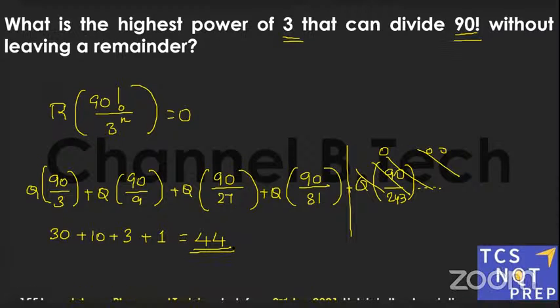Understood? 124, previous answer. Okay. 500 factorial. Done.